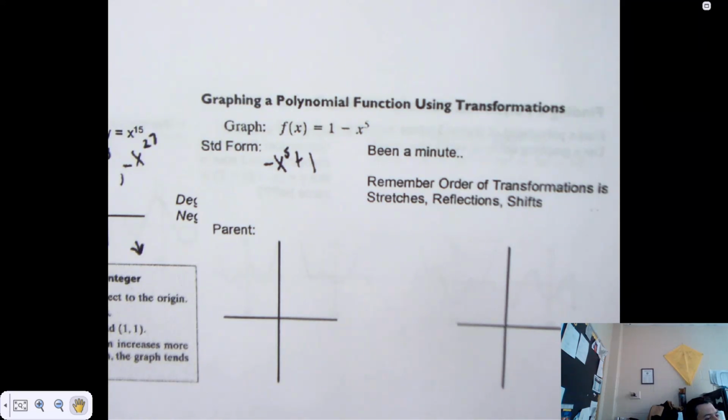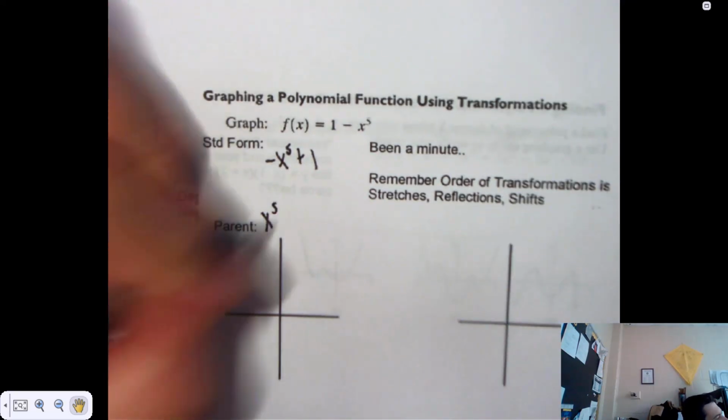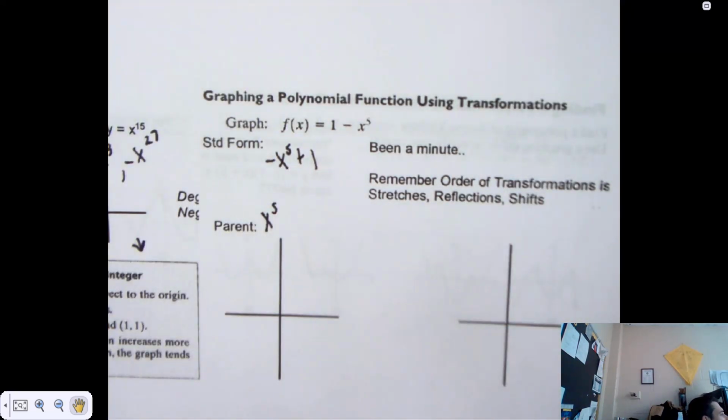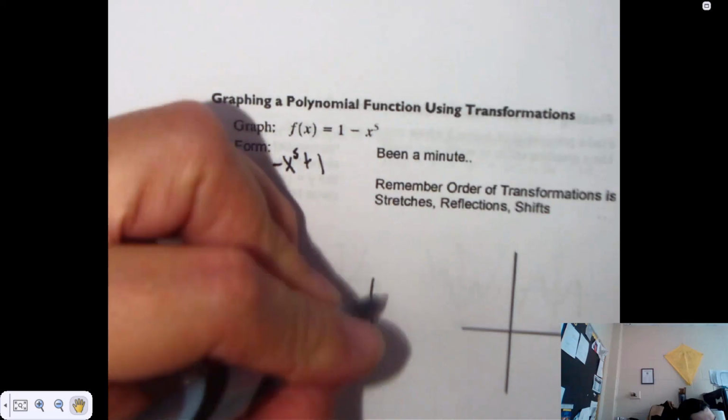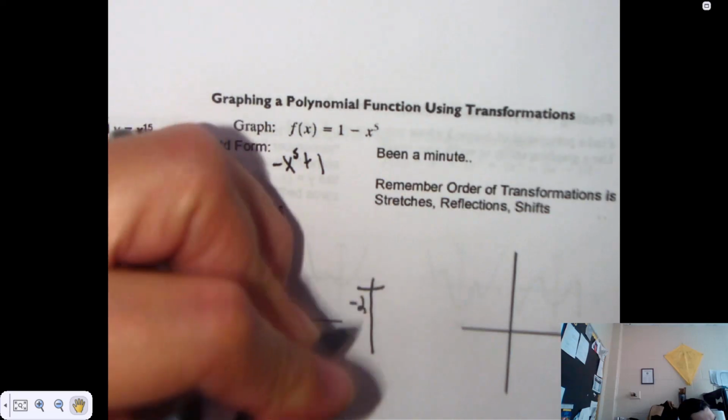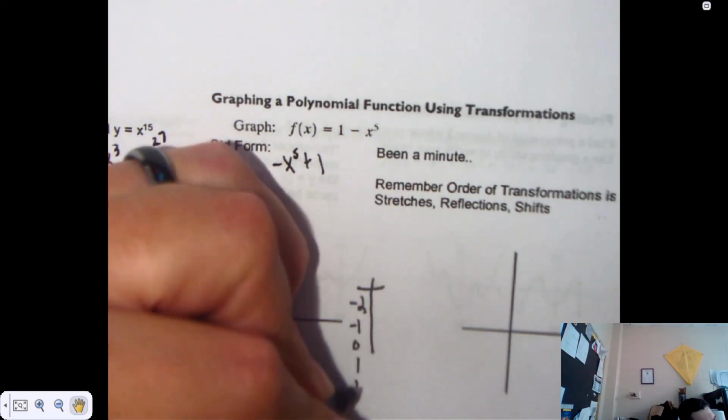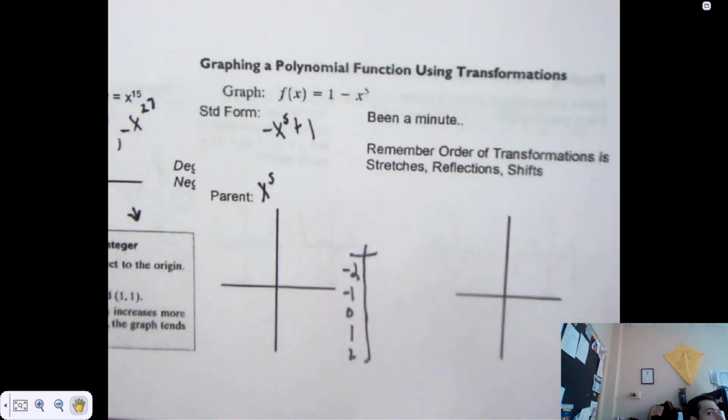Now, the parent for this thing is x to the 5th. You guys agree with that? You know, x to the 5th ought to look a lot like x cubed. It really ought to. And if you don't believe me, we'll make a small little table. I'll actually go to negative 2, negative 1, 0, 1, and 2, even though I probably will not be able to plot the negative 2's and the 2's.